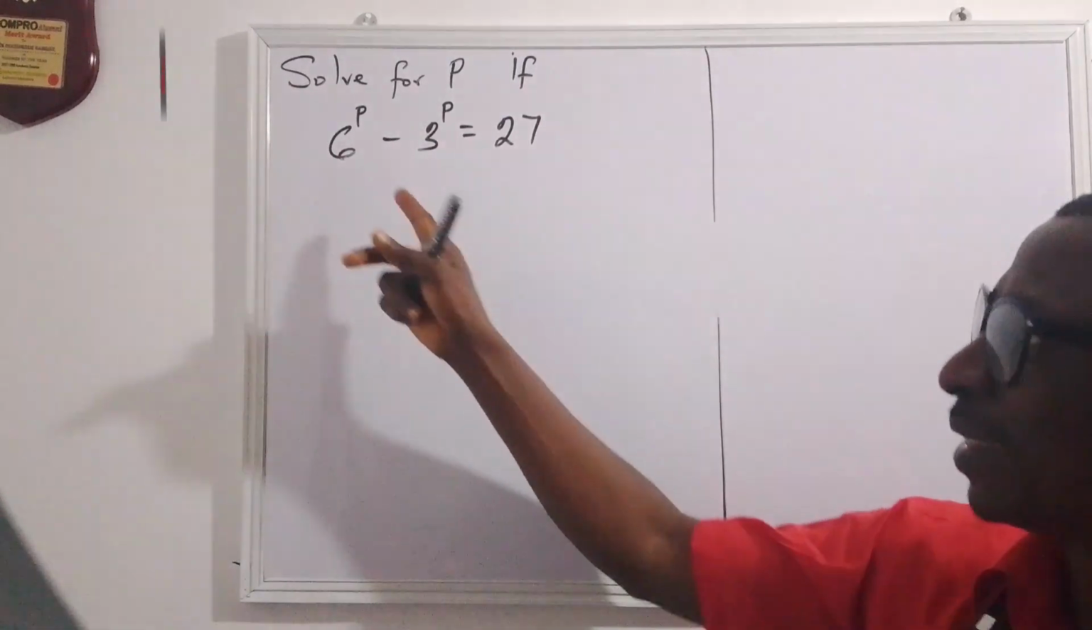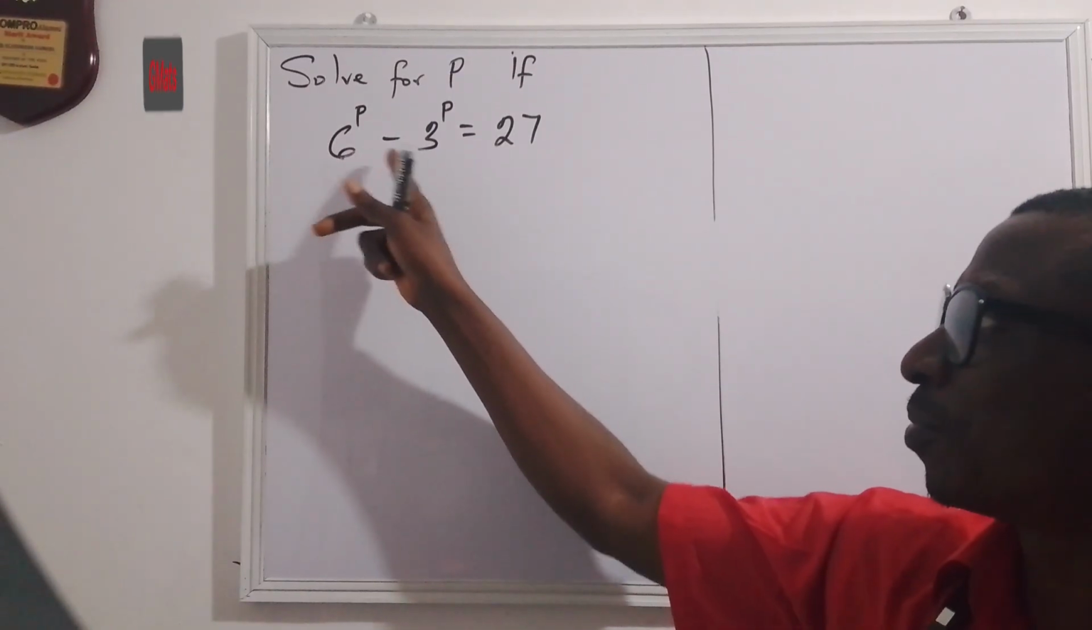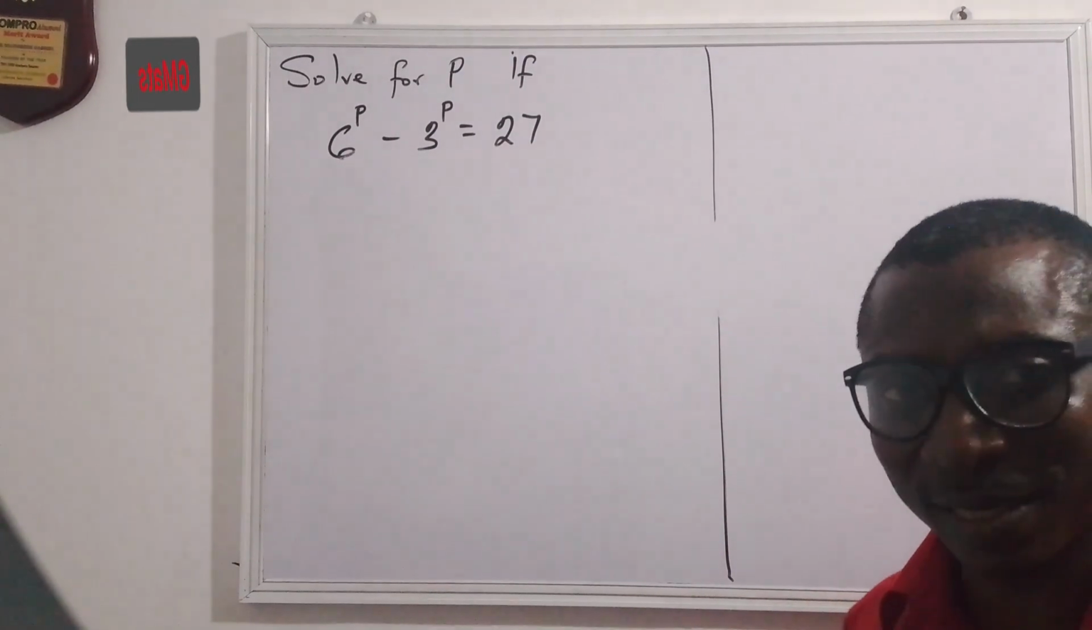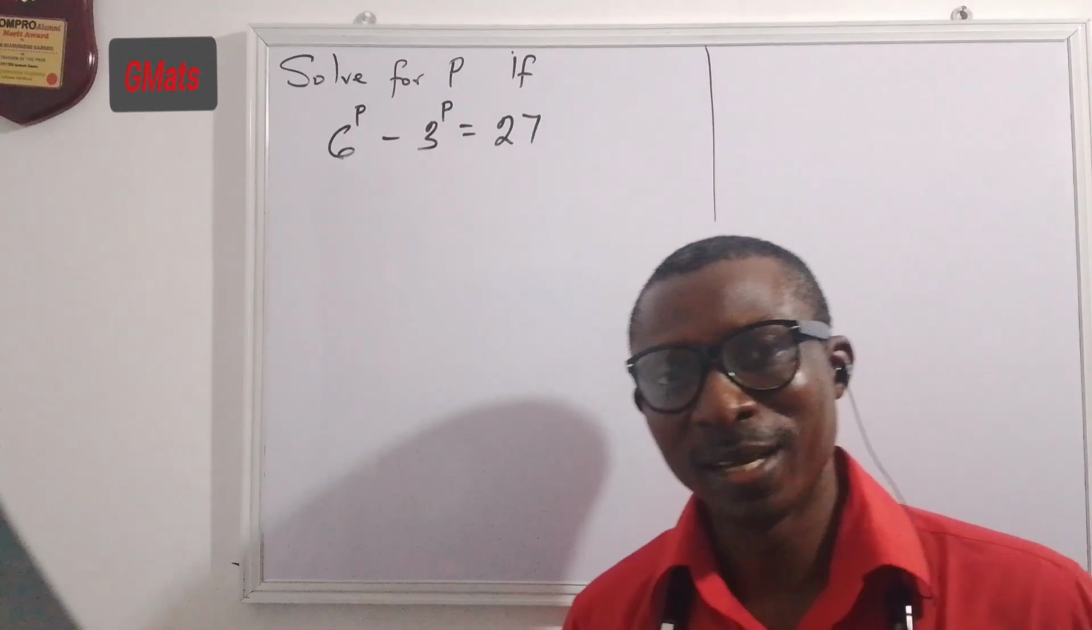Can you solve this? Solve for p if 6 raised to the power of p minus 3 raised to the power of p equals 27. Alright, now let's do it together.